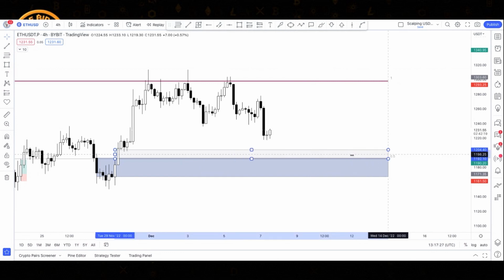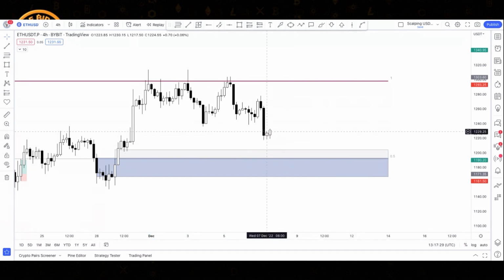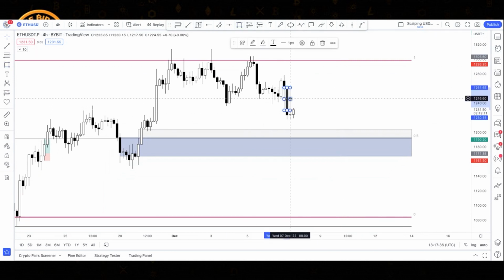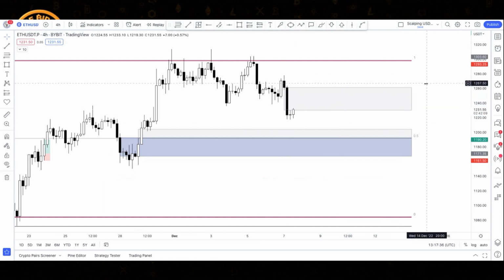So we mark that up here, draw that across and say to ourselves, okay, maybe that's what's kind of drawing price down lower. So again, we wouldn't really look to be getting in here, not really great risk to reward, is it? So what we can do is exactly as we did with Bitcoin. We can mark out our fair value gap here.